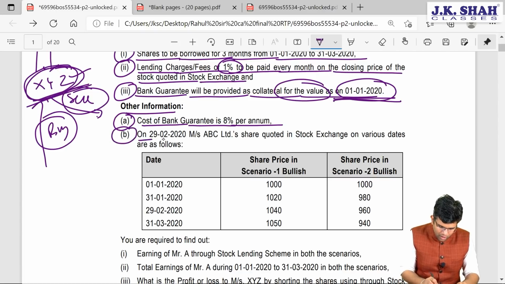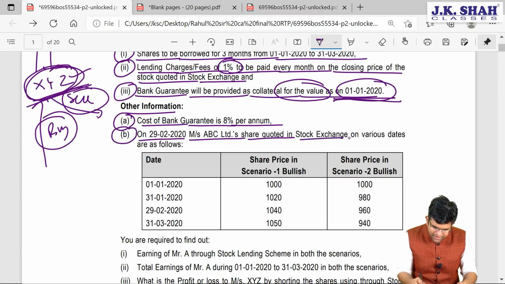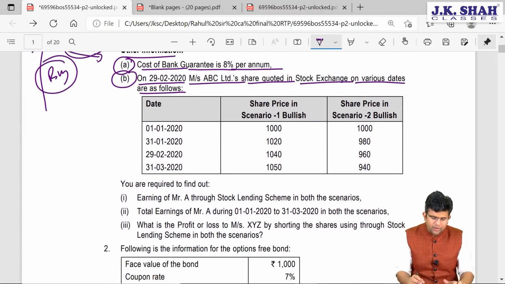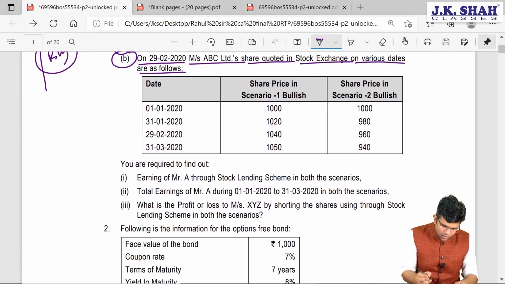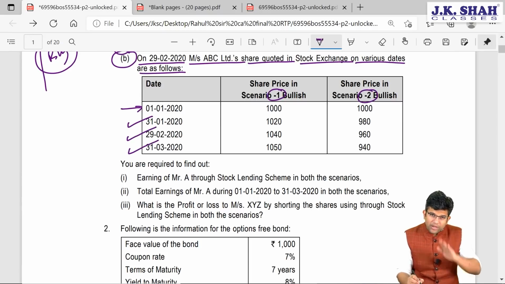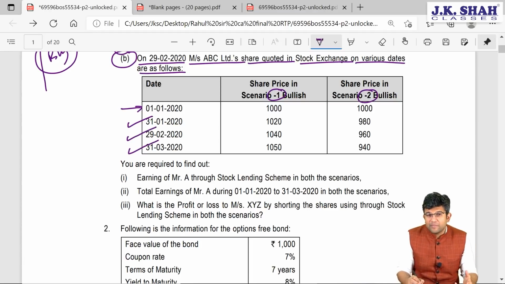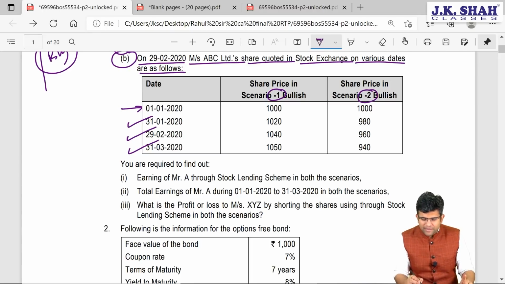Point number B. On 29/2/2020, ABC's share quoted in stock exchange on various dates are as follows. So children, they have given to you few dates here. Okay, this is of course today. Then children, after 1 month, after 2 months and after 3 months, two scenarios are given to you. One is the bullish and one is the bearish. Of course, the bearish scenario will be more profitable for XYZ Limited.